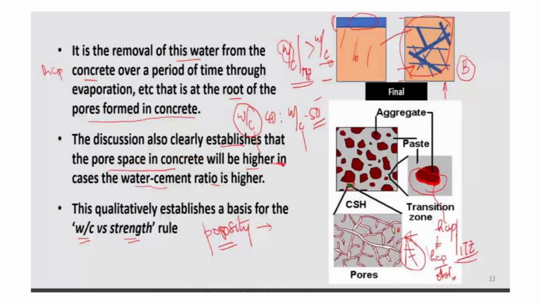And this discussion also clearly established that pore space in concrete will be higher in cases where the water cement ratio is higher. This is obvious, because the more water present, the more water evaporated, and the bigger the chances of pore spaces. So this again qualitatively validates our basis of the W by C versus strength rule, or what we say is the Abrams law. So porosity also plays a good factor in the water cement versus strength rule.